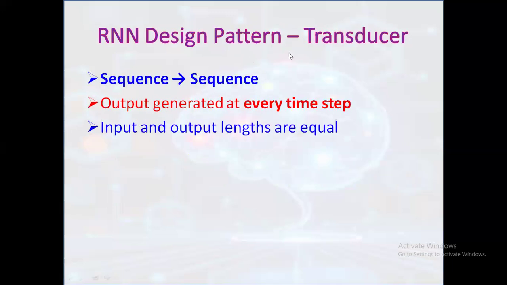The next type of RNN design pattern is the transducer. In this case the sequence is converted into a sequence. The transducer pattern maps an input sequence to an output sequence of the same length, with output generated at every time step. Each input element produces the corresponding output, making the pattern suitable for time aligned tasks. Input and output lengths are equal. This one-to-one temporal mapping ensures distinct correspondence between the input and output sequences.